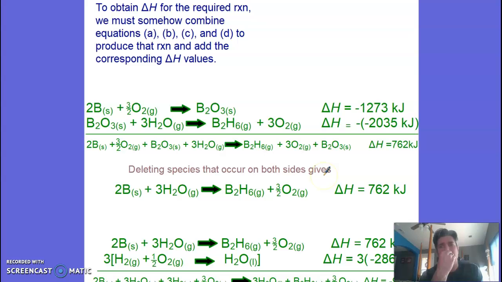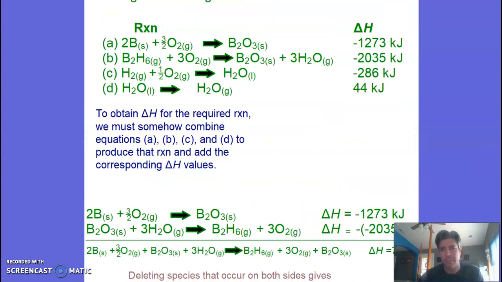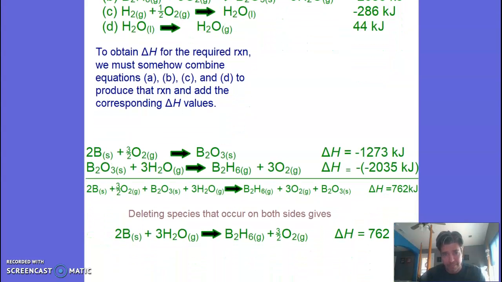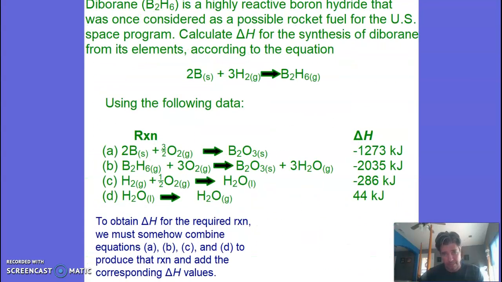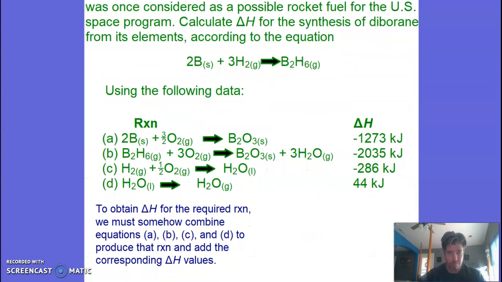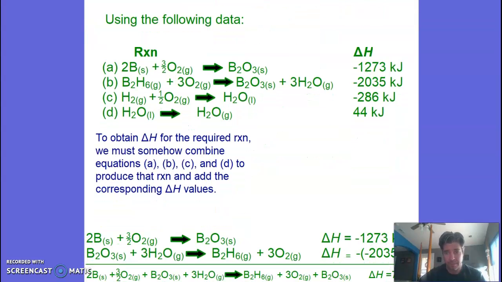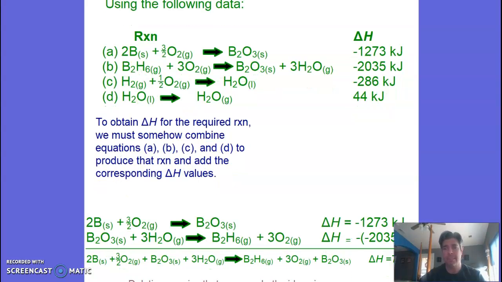In this example, what I did was break it up into different parts. And so I added these two equations, looking at what I'm trying to get here, which is 1 mole of the B2H6 on the right. So you can see taking those first two equations.